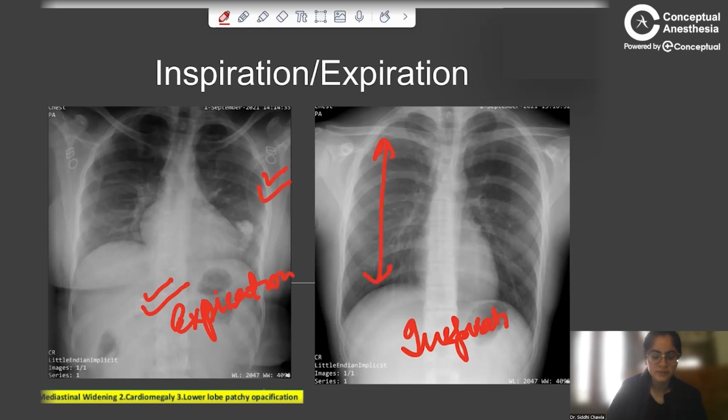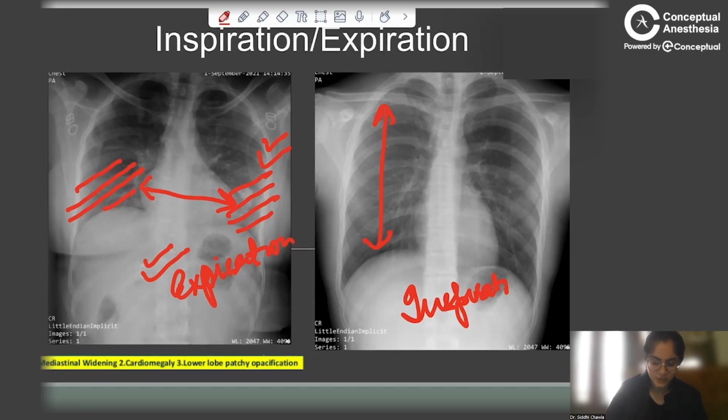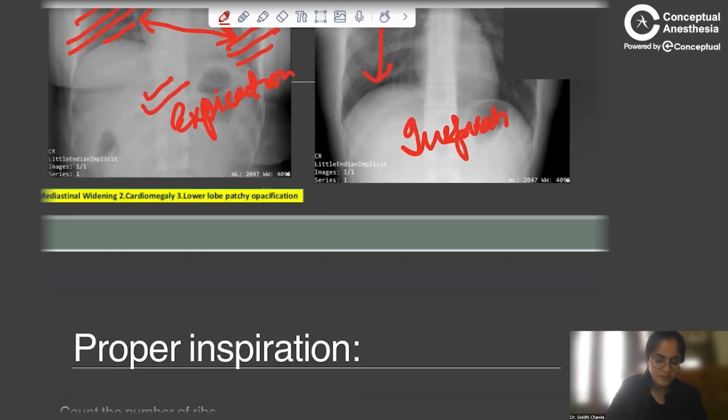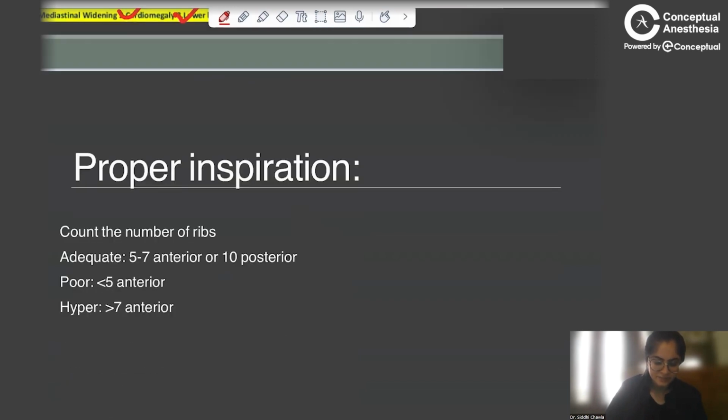And the problem with this film is that you might find cardiomegaly when it is actually not there. And sometimes you might feel that there is haziness in this area, right? The lower lobes become hazy when the inspiratory effort is not that adequate, right? So mediastinal widening, cardiomegaly, and lower lobe opacification are the three drawbacks of an X-ray with improper inspiration.